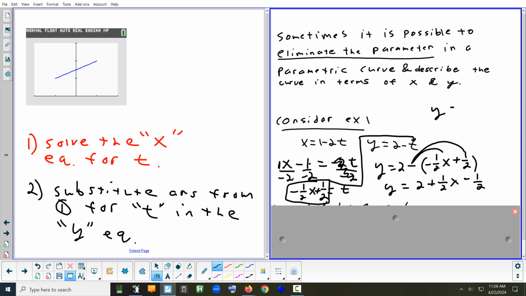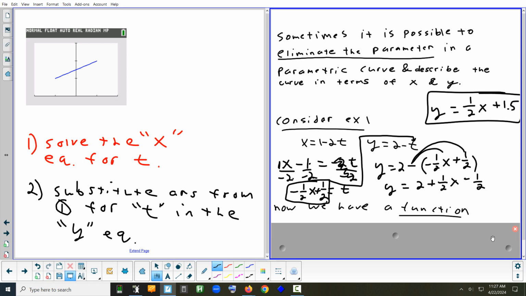Okay, and then my final answer I'm just going to put up because I have one more space. It's 1/2 x. What's 2 minus 1/2? 1.5. Okay, so now we have a function. Let's graph that and see if it looks exactly like the other one. If it does, then we did it right.